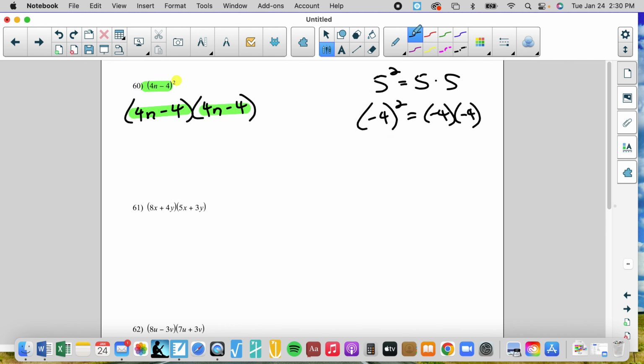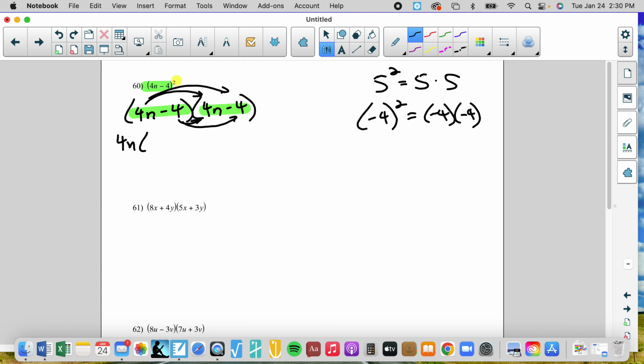So we cannot distribute that 2. It does not become 16n plus 16. That would be incorrect. We're just going to do a double distribution again with these identical ones. These are not conjugates because they're not opposite. This is called a binomial square because we are squaring a binomial.